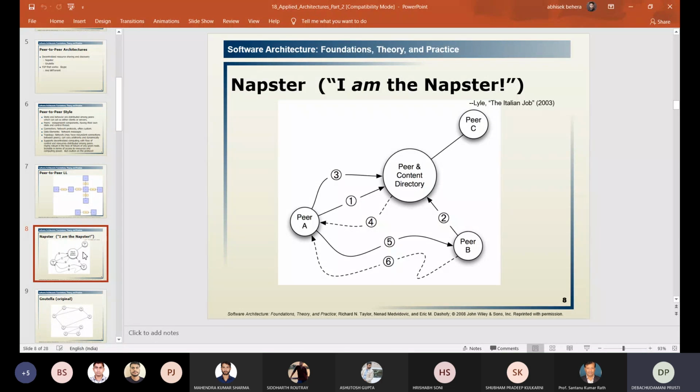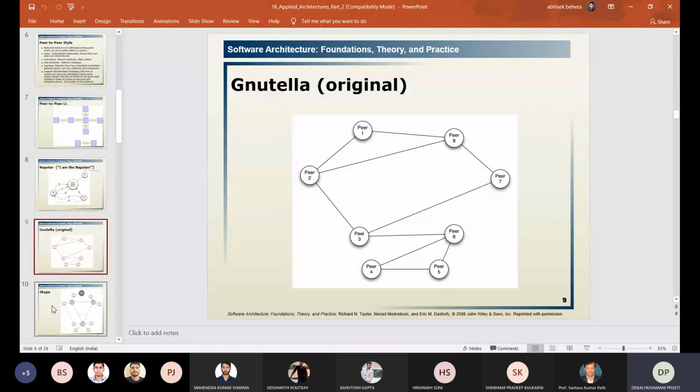Okay. Then in case 1, peer 1 will communicate to the central one, and peer B will communicate to the peer and control directory, and it decides when to communicate and when it will give the response. This is just a simple architecture in Napster. We will give some assignment on how these originally work.